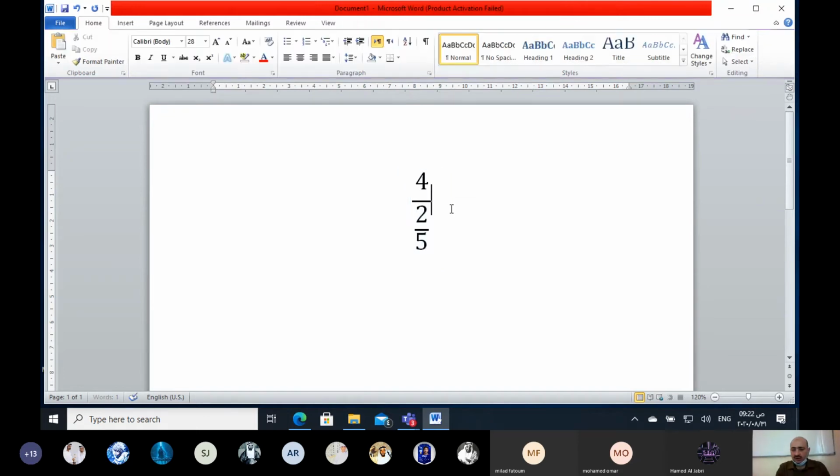We have this complex fraction. Please, I want all of you to simplify this form.